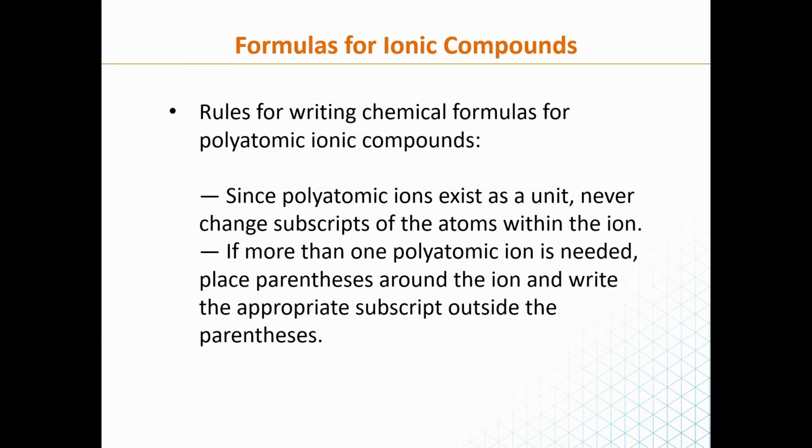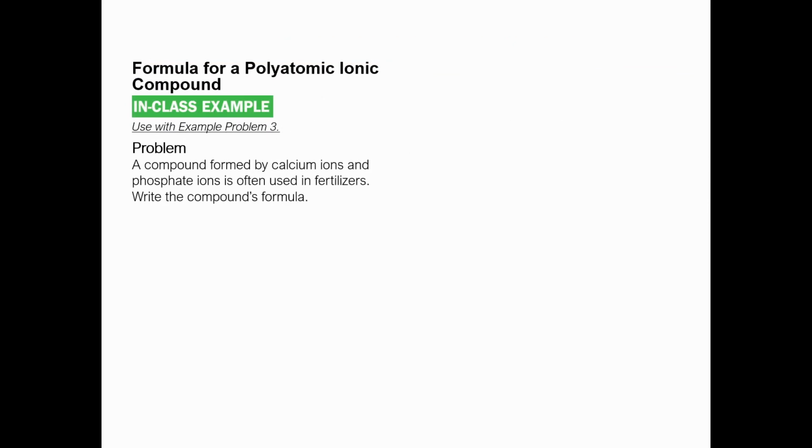Rules for writing chemical formulas for polyatomic ionic compounds. Since polyatomic ions exist as a unit, never change the subscript of the atoms within the ion. If more than one polyatomic ion is needed, place parentheses around the ion and write the appropriate subscript outside the parentheses. A compound formed by calcium ions and phosphate ions.